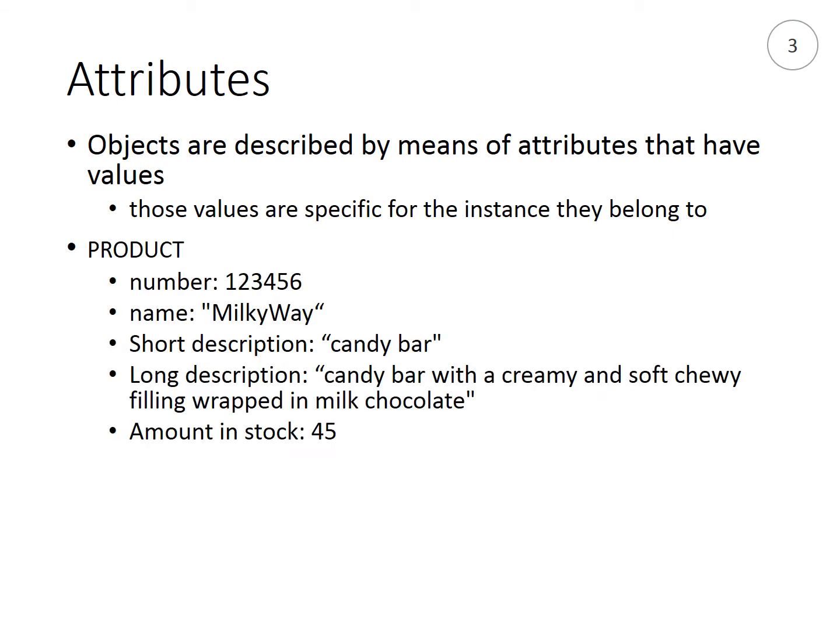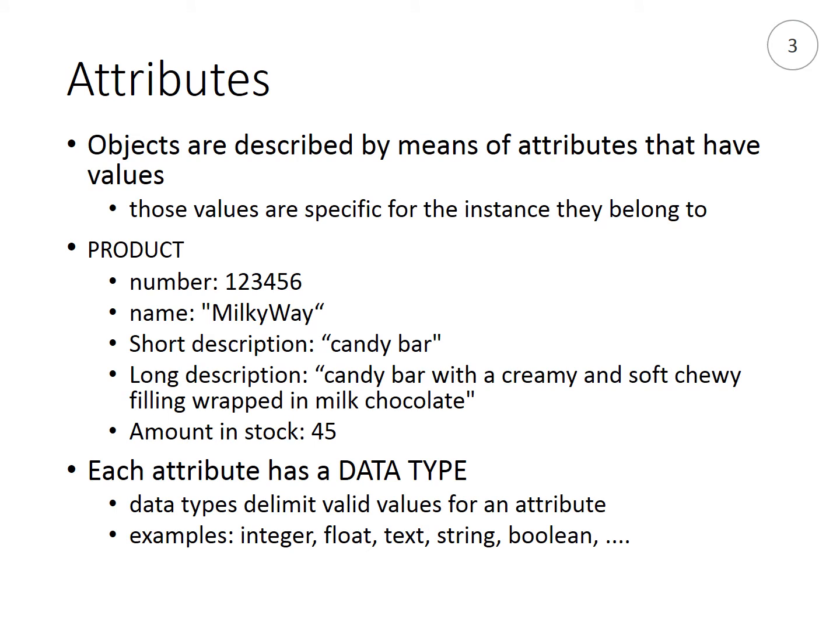So here's another example. You have the class product. It has an attribute number, and an individual instance of the class product will have a value for that number, like 1, 2, 3, 4, 5. The class has an attribute name, and then you can have a value for that name, like Milky Way. And the same for the short description, the long description, and the amount in stock.